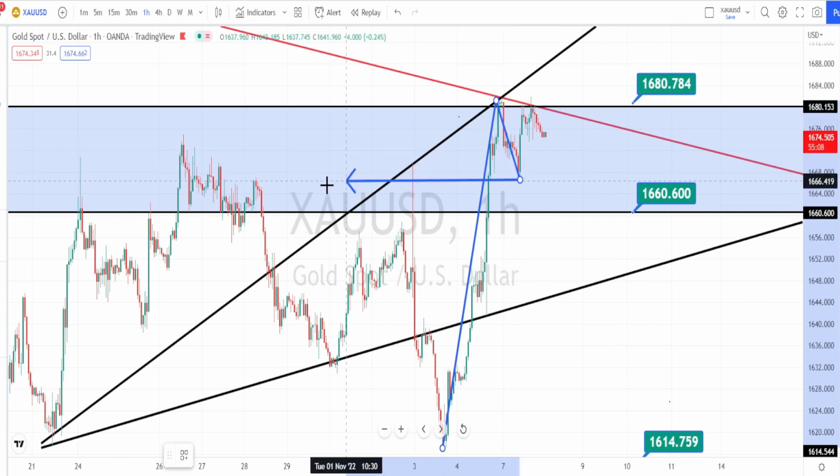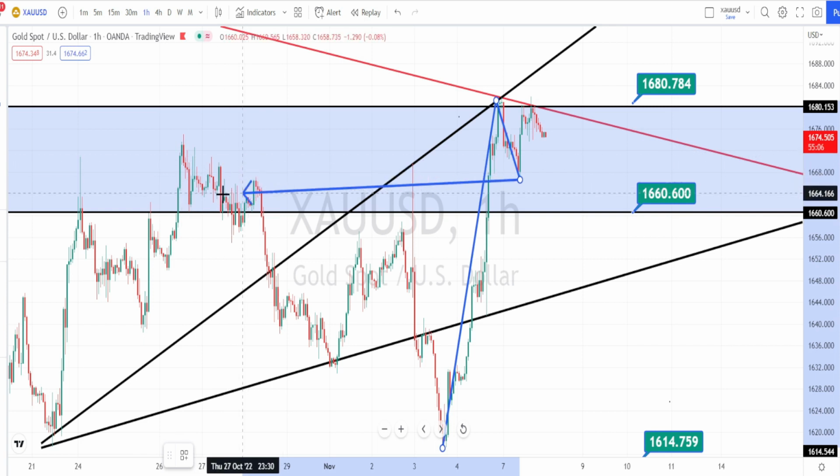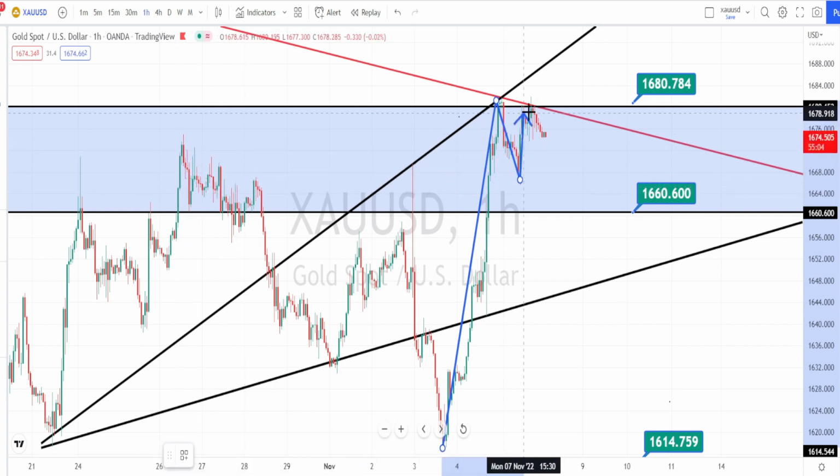It has found a very strong support around this support zone over here. Again it bounced back on the bullish side retracement, and currently we are noticing the price action to again bounce back on the bearish side retracement. And you can also notice that in this process it is trying to form into a double top pattern.